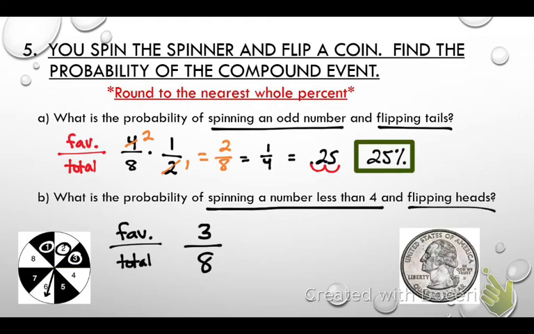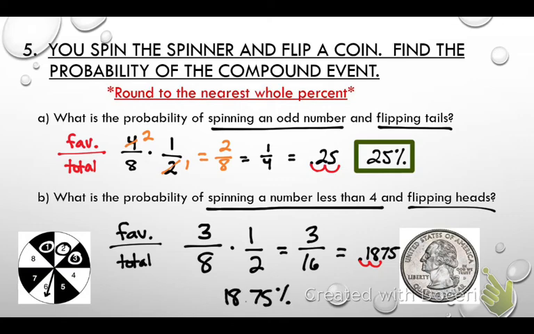Second thing we're looking at, flipping heads. What is the probability I could flip heads? 1 out of 2. Okay, multiply those together. What do you get? 3 over 16. What would that be as a decimal? 0.1875. Okay, once again, we want to make sure we're turning this into a percentage. When you get that, you get 18.75%. But I asked you to round to the nearest whole number. What do you get?